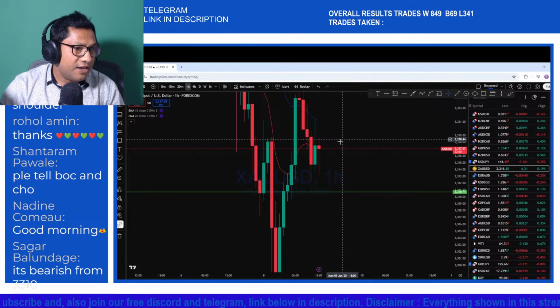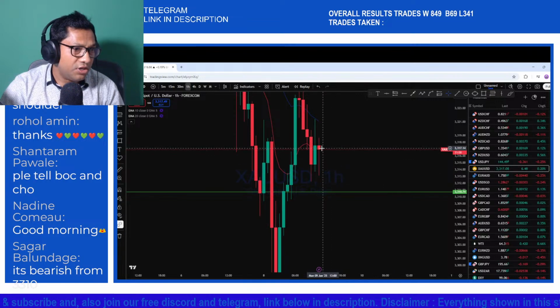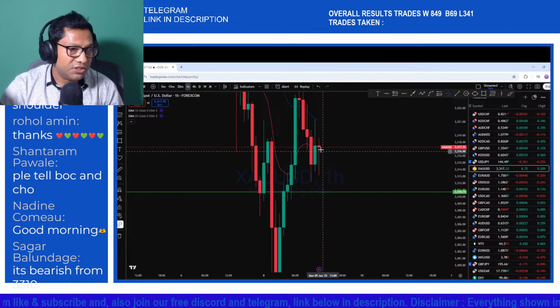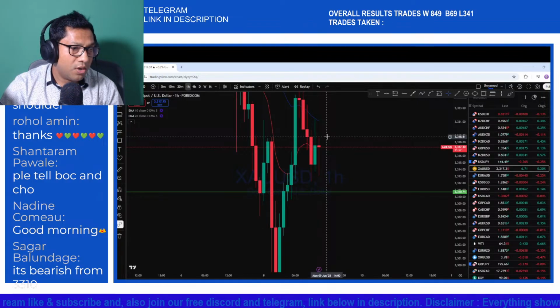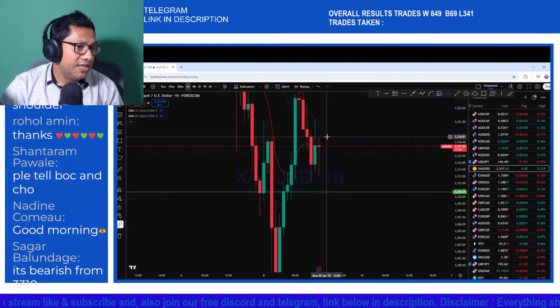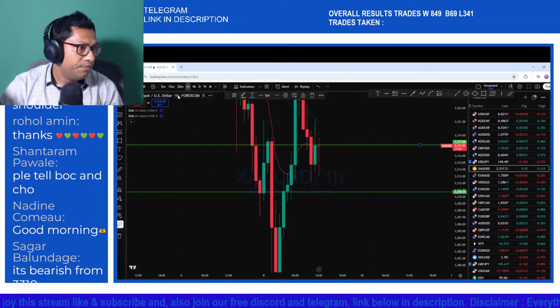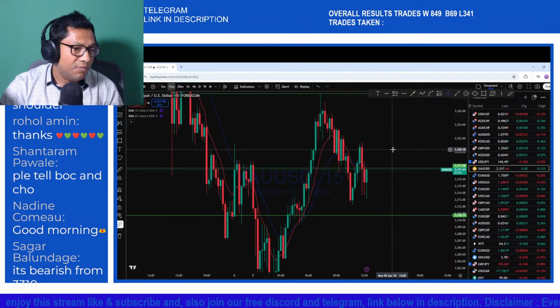Now looking at the 1 hour chart, as you can see, the price from this 30 minute candle is approaching that 1 hour resistance line. Let's see where we could find a short-term potential entry in this market.